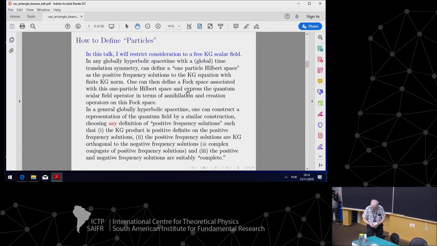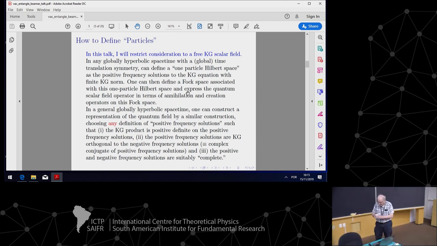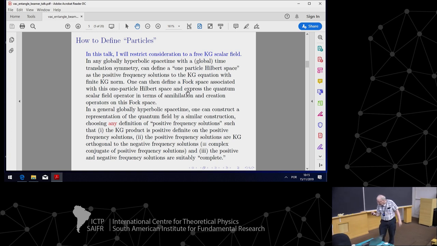In Minkowski space-time, or more generally in a stationary space-time, it's conventional to define a notion of particles using positive frequency modes. In a general space-time that isn't stationary, or as we'll see in space-times that are stationary but have different Killing fields, in particular, in a non-stationary space-time, one can't use that notion.